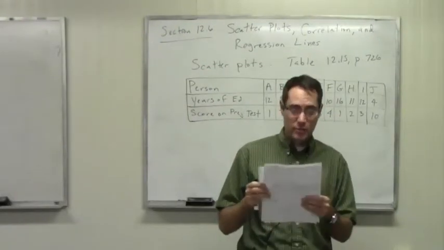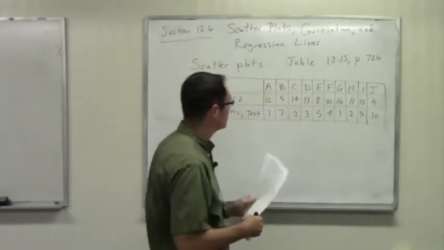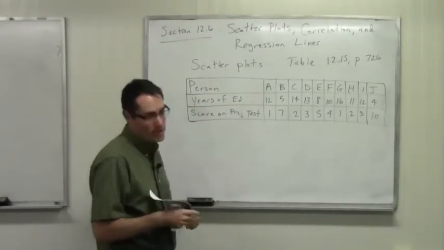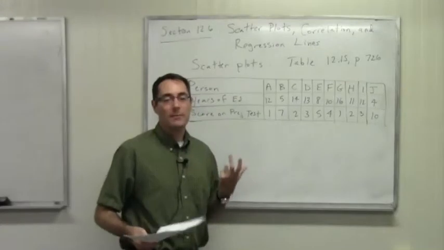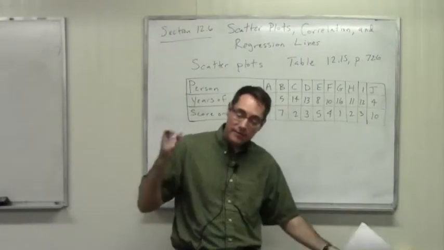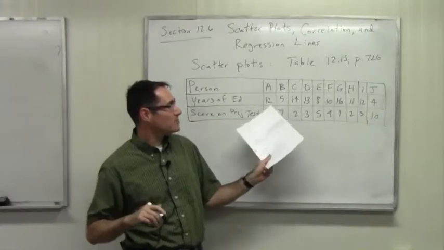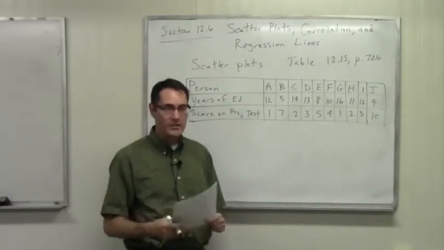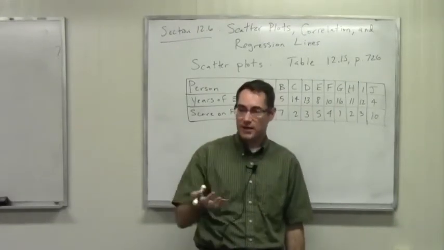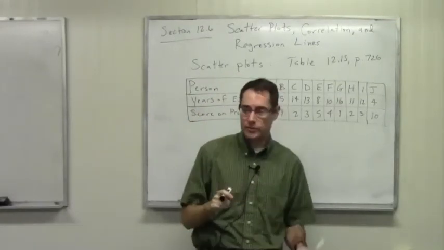The last little section we're going to do before we do more review for the final is section 12.6, scatter plots, correlation and regression lines. What this is all about is taking two sets of data, throwing them on a graph called a scatter plot, and seeing if there's any correlation between the two sets of data. There's a difference between correlation and causation, which we will talk about as well.